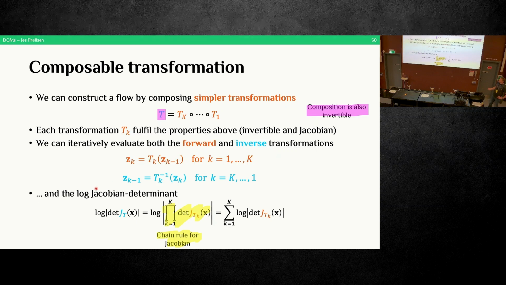And the nice thing is that if I look at the log Jacobian of a composite transformation, I can use the chain rule for Jacobians. What the chain rule tells me is that the determinant of the Jacobian of a composite transformation is just the product of the determinants of the Jacobians of each of the transformations. So I calculate the determinant of this Jacobian, of the next one, and so on, and multiply them together, and then I can exchange the log and the product. So it's just the sum of the log determinants of each of the transformations.